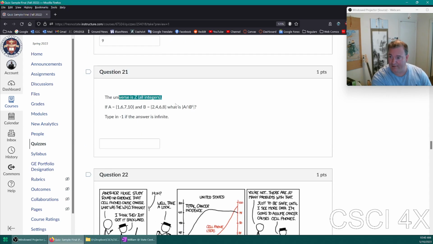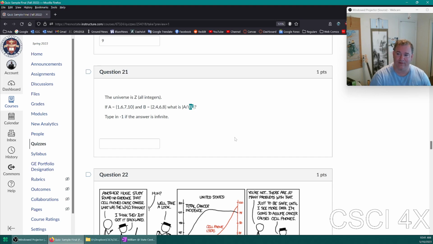Okay, the universe is all integers, Z. In other words, all integers. And so a lot of the set theory questions that I put into the pool involve complement. And complement is the thing that gets most students when it comes to set theory questions in this class. Complement means not in the set. So B complement, it looks like an exponent. It's not an exponent. That means not in B.